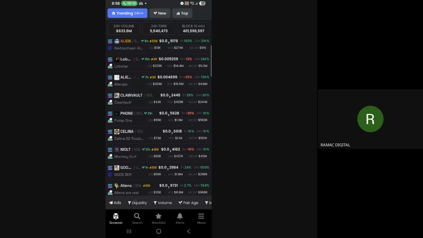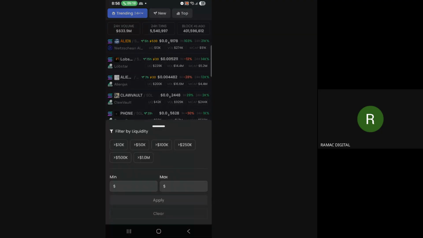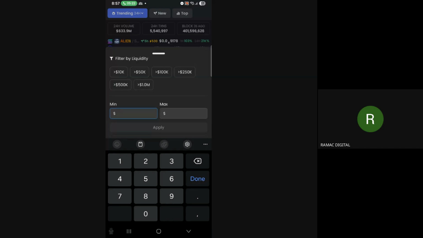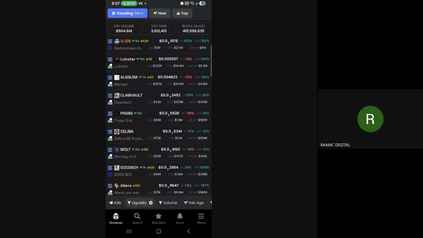Then liquidity, the higher the liquidity, the better. So I'm going to put a minimum liquidity of, okay, I've even seen it here, greater than $10,000. That's what I want to see. I see liquidity that is greater than $10,000.